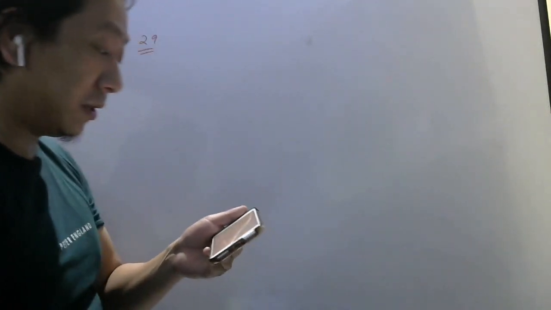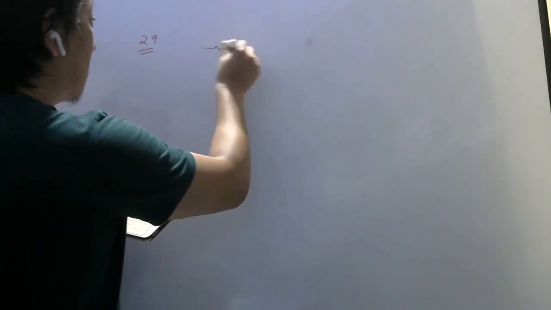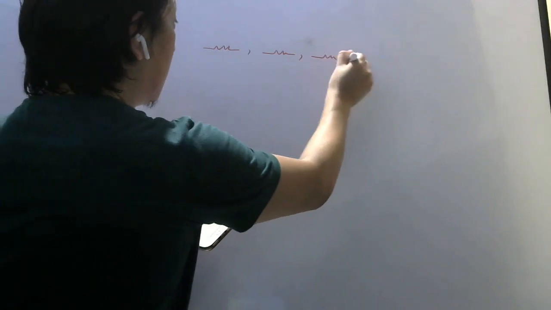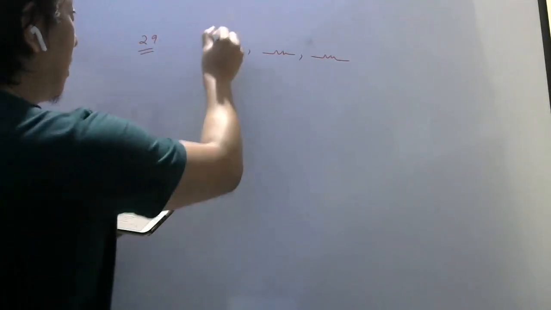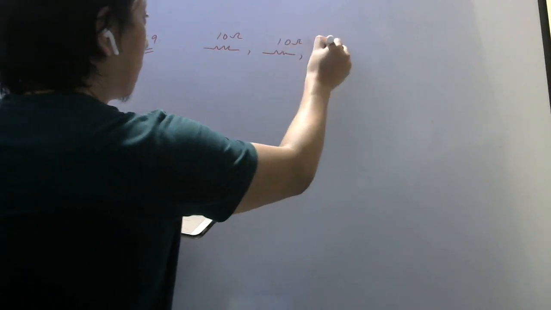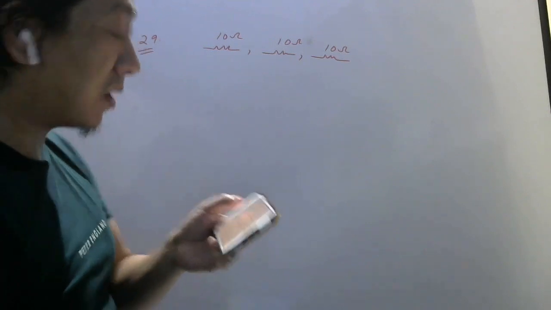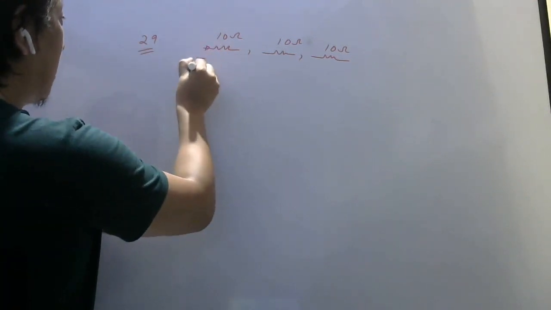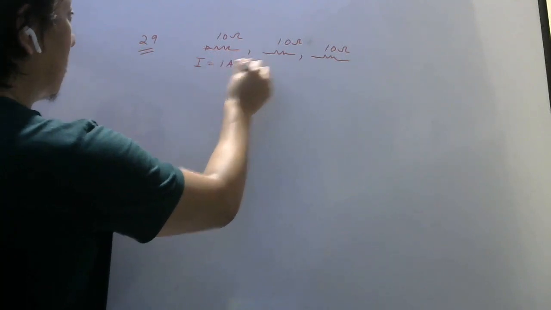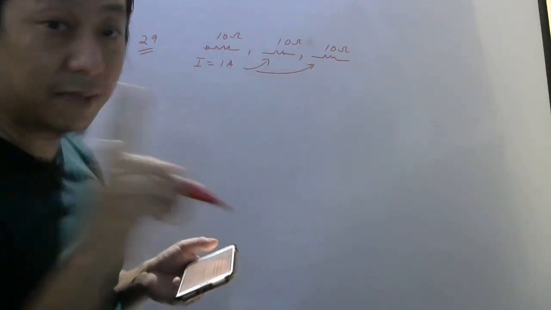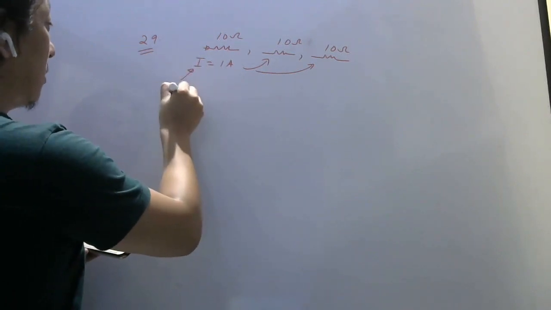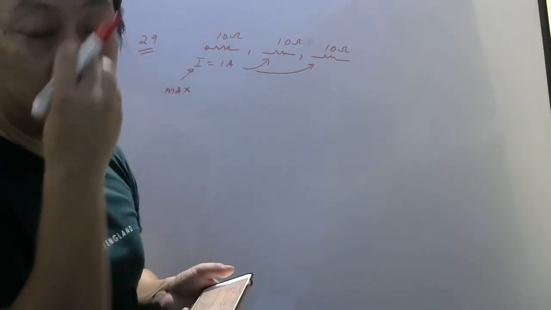You are given, listen carefully this question, very interesting. You are given several identical resistances, each of value R equals 10 ohm. So you have many resistors like this. Each has value 10 ohm. Now they are saying each is capable of carrying a maximum current of 1 ampere. So each one of them can carry maximum 1 ampere. Matlab, if it is more than this, maybe the wire will melt.